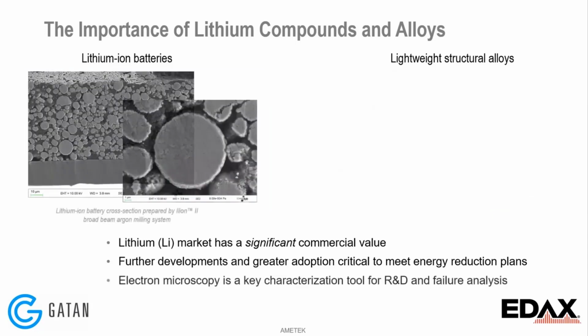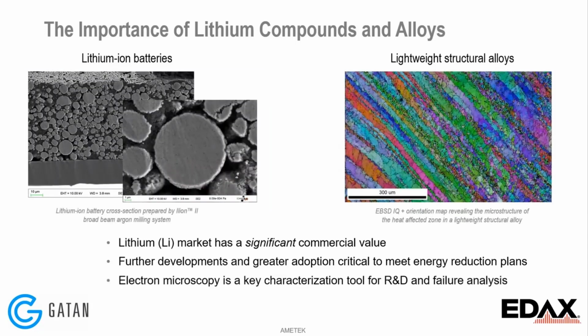Now, electron microscopy is a key characterization tool already in these market segments, used both in research and development and also failure analysis, whether that's analyzing the structure of lithium-ion batteries, looking at the interfaces between the electrodes and the binder and separator, or just characterizing the distribution of particles within a cell, or in lightweight structural alloys, revealing the microstructure, the grain orientation that is present in a material after processing.